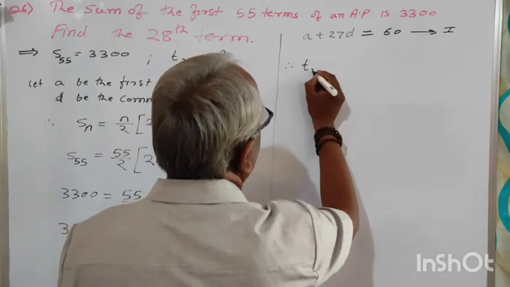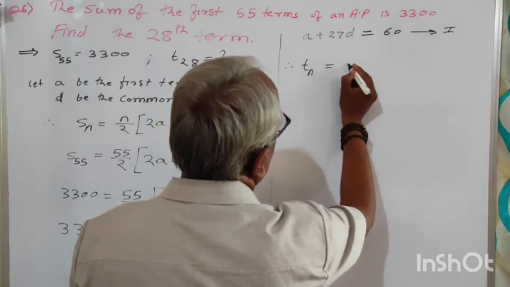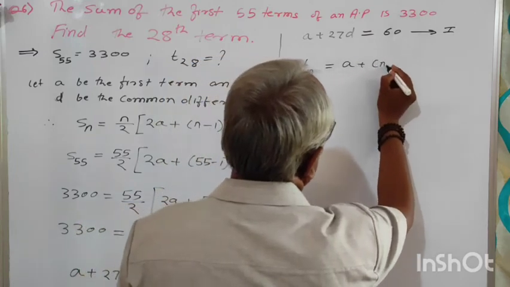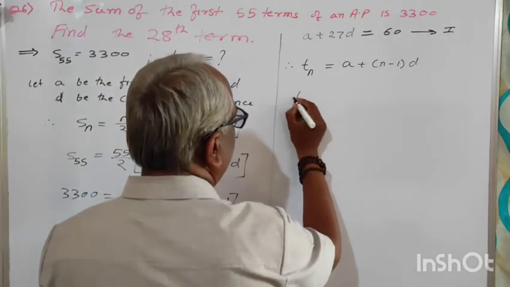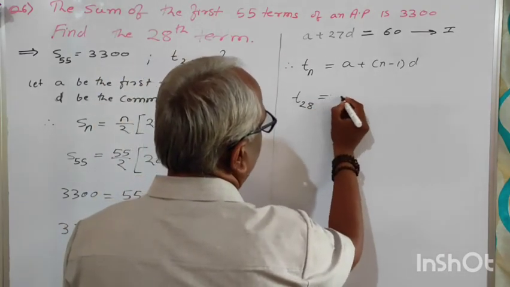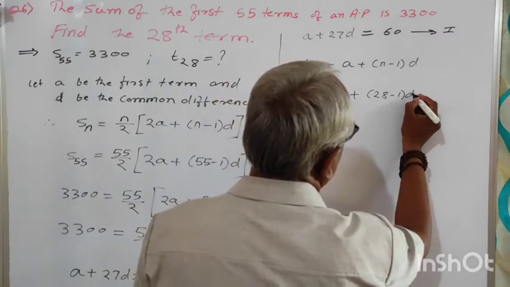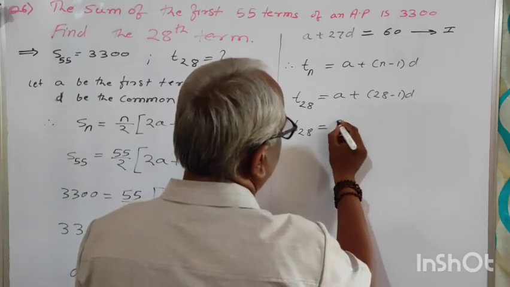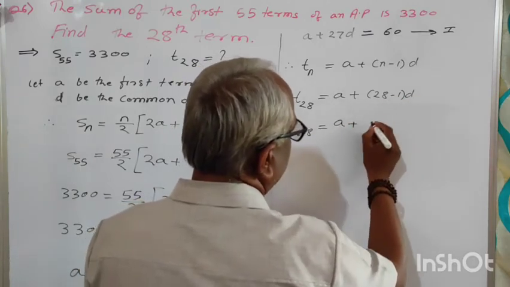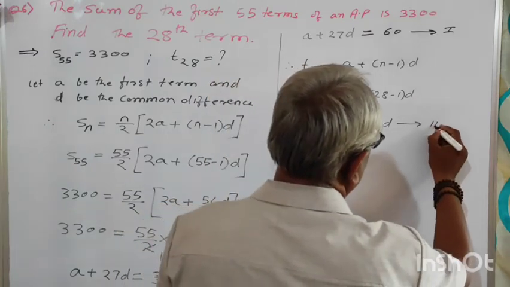Now Tn formula, we know, a plus in bracket n minus 1 into d. Now T28 we are going to find. T28 is equal to a plus in bracket 28 minus 1 into d. T28 is equal to a plus 28 minus 1 is 27 into d. This is equation number 2.